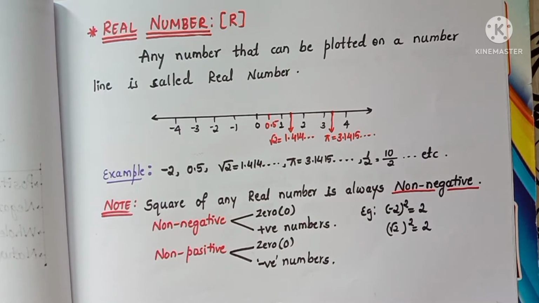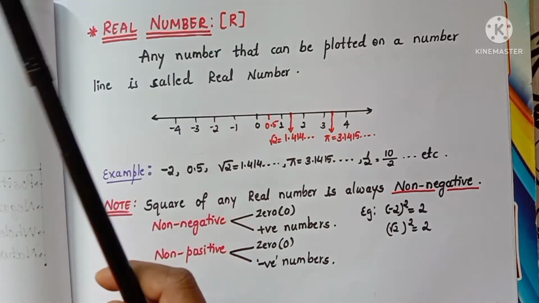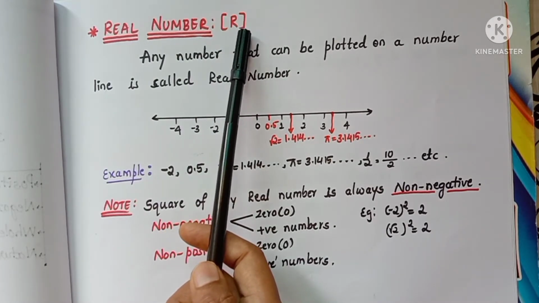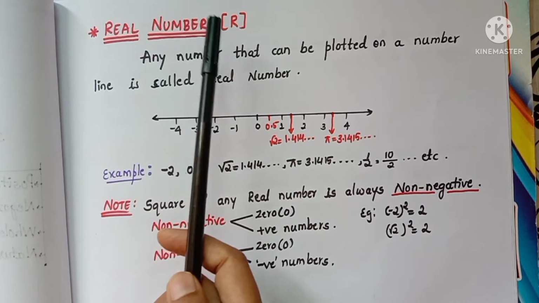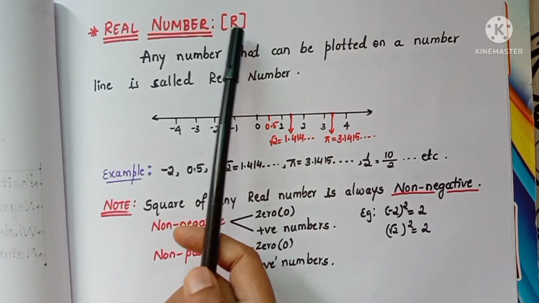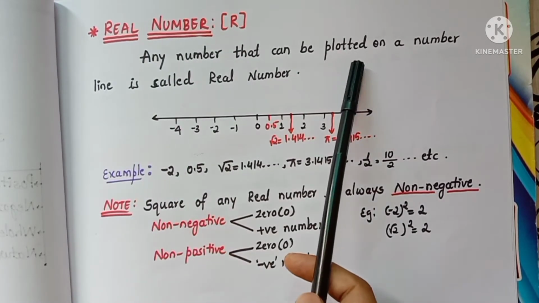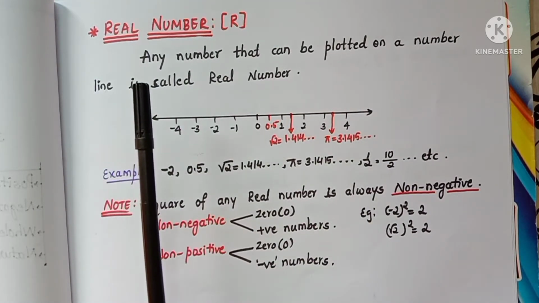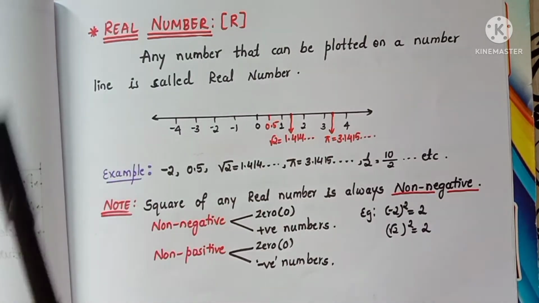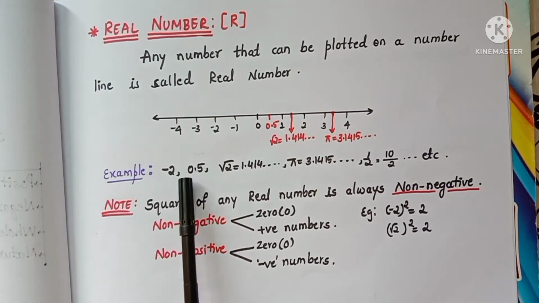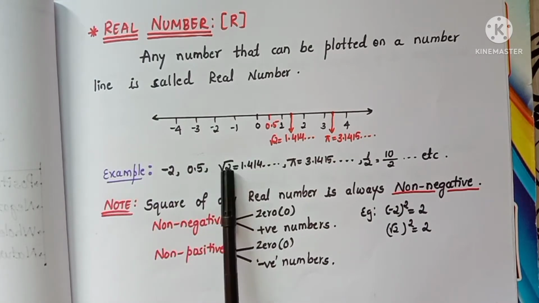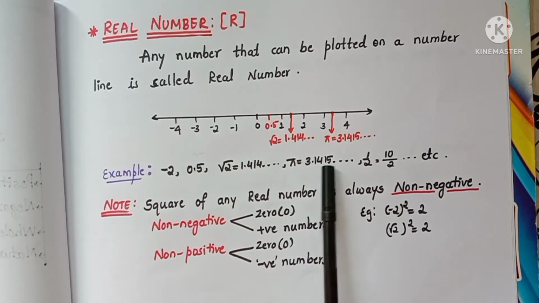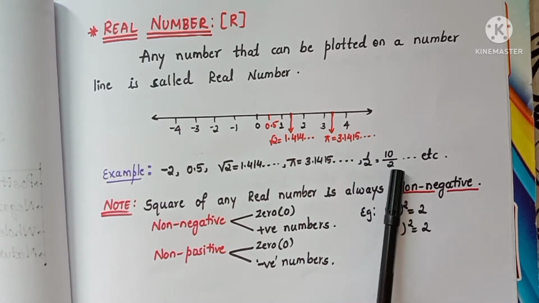So let us understand this real number. Here real number is denoted by the capital letter R. Any number that can be plotted on a number line is called a real number. A number may be any number. For example, we have -2, 0.5, root of 2 which is equal to 1.414, pi which is equal to 3.1415 and so on, 1 by 2, 10 by 2, etc.